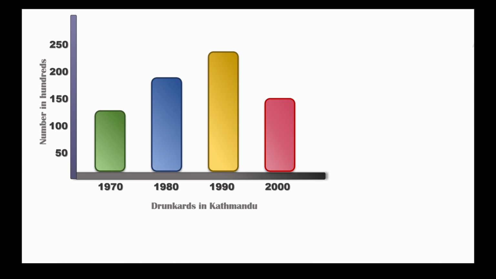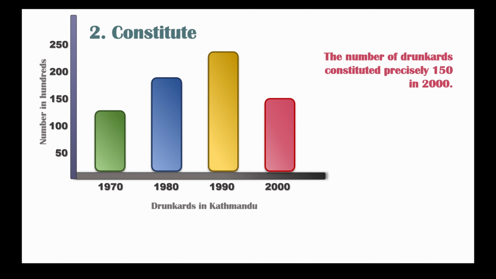Now the second verb is constituted. This means comprised. So if you have used this verb comprised already, then you can use constituted next time. Let's take an example. The number of drunkards constituted precisely 150 in 2000. So instead of writing constituted, you can also write comprised, or you can use these two verbs interchangeably. But do not repeat the same verb again and again. I mean, do not repeat it immediately.